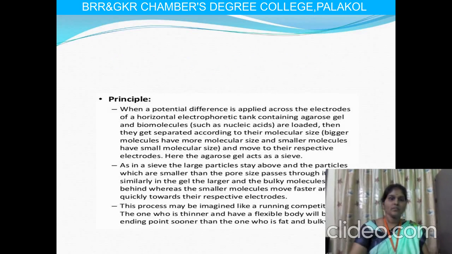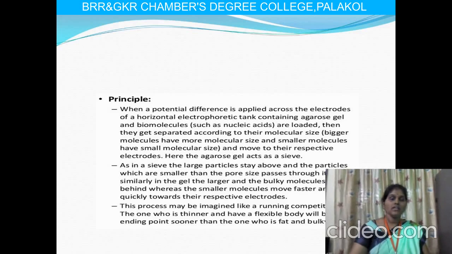It is based upon the principle that when a potential difference is applied across the electrodes of a horizontal electrophoretic tank containing agarose gel or any other gel, and biomolecules like nucleic acids are loaded, they are separated according to their molecular size. So based upon the molecular size they will move. Larger molecules will move very slowly and smaller molecules will move very fast.